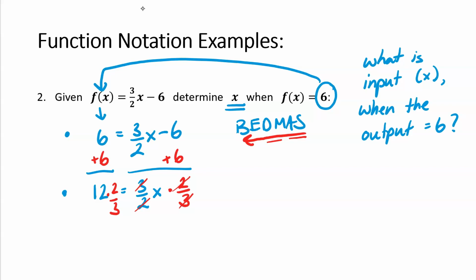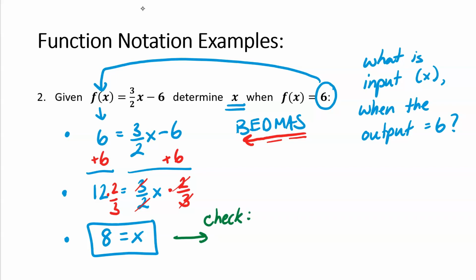So the other side of the equation, you have 12 times 2 divided by 3. 12 times 2 is 24. Divided by 3 is 8. So you have 8 equals x. There you go. So what you're saying is, when the input is 8, your output is going to be 6. And since you have an equation, you can check this. Let's check to make sure that the function, when the input is 8, equals 6. Let's see if that's true.